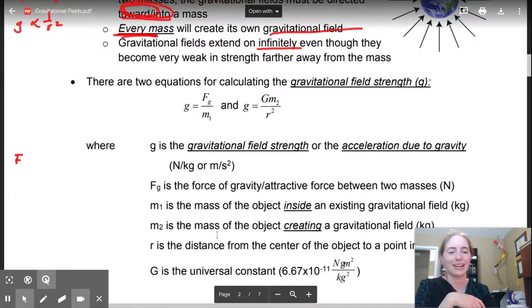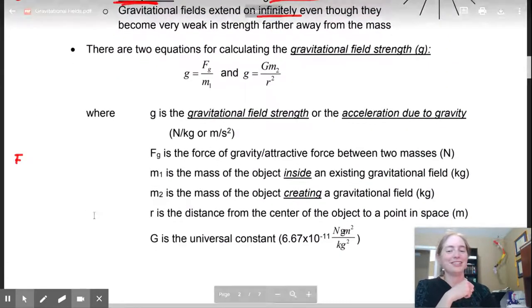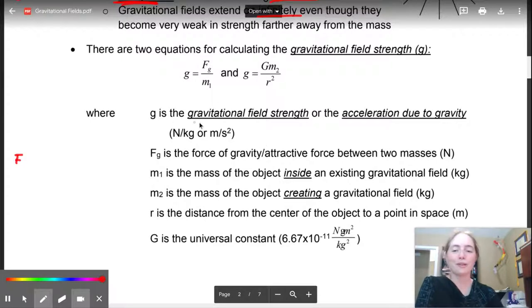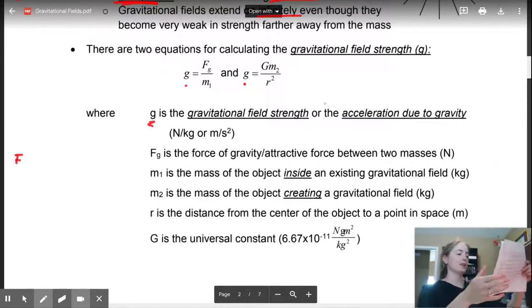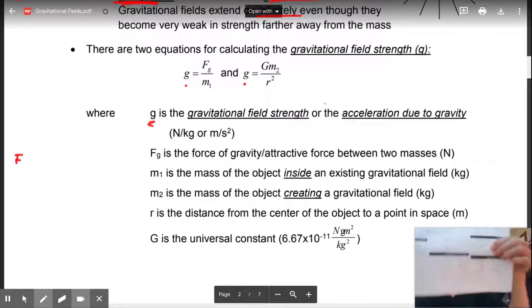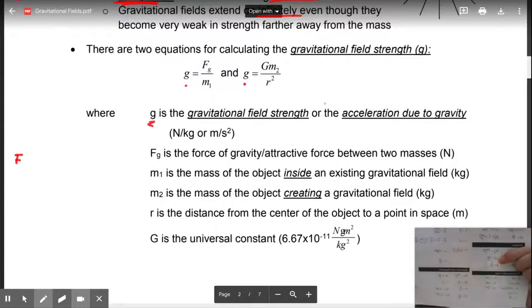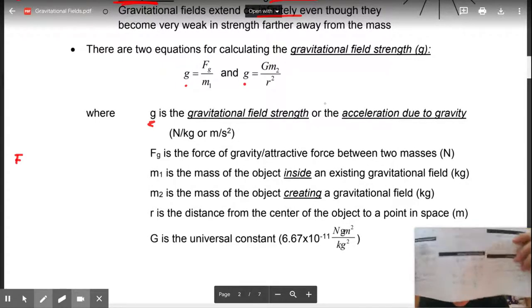let's look at our equation. So we've got g. Here, g is equal to Fg over m1, or g is equal to Gm2 over r squared. Now, these equations you can find on your lovely data sheets, which are right here. Okay, you guys see them? Right there? Okay, you don't have to memorize them. All right, there. It's right there.